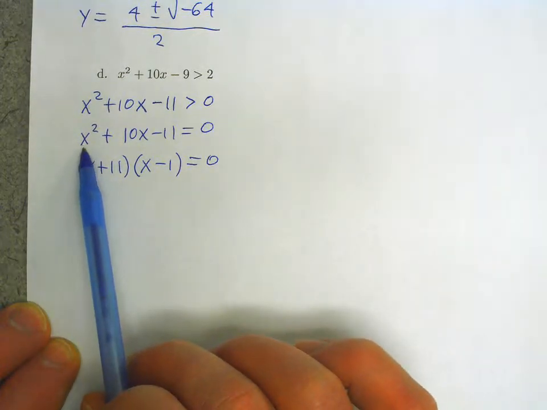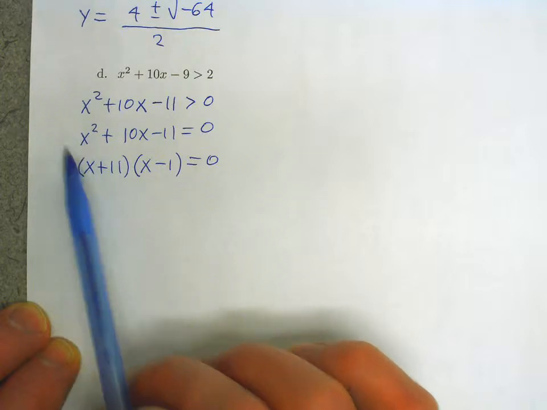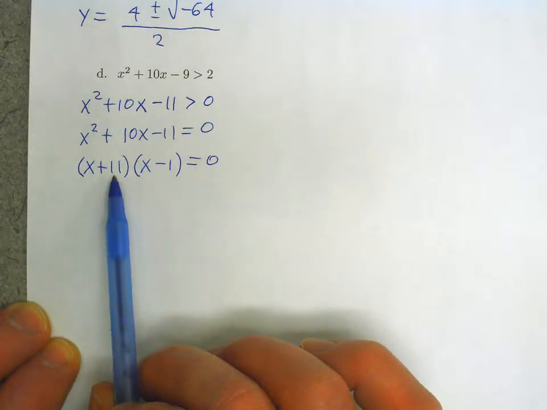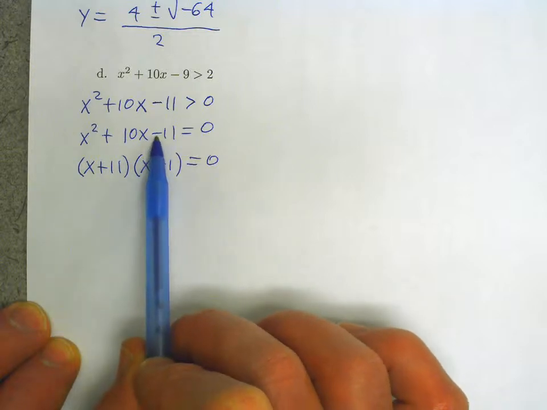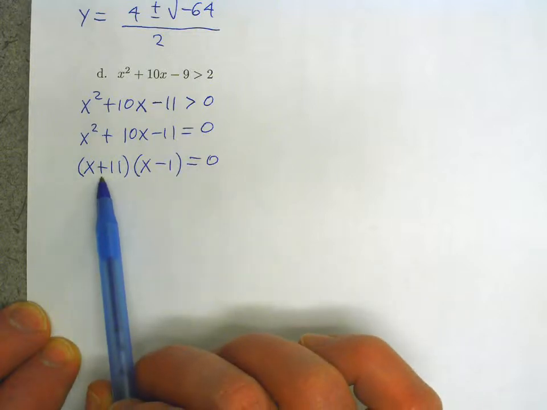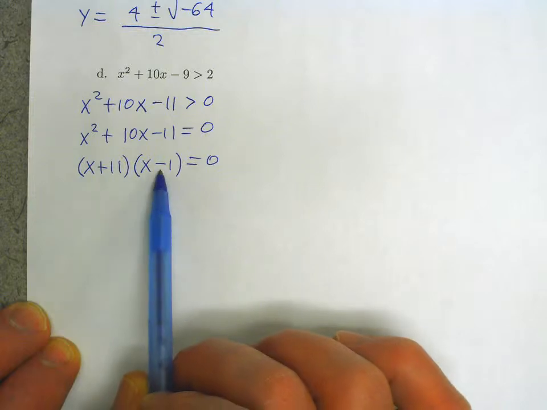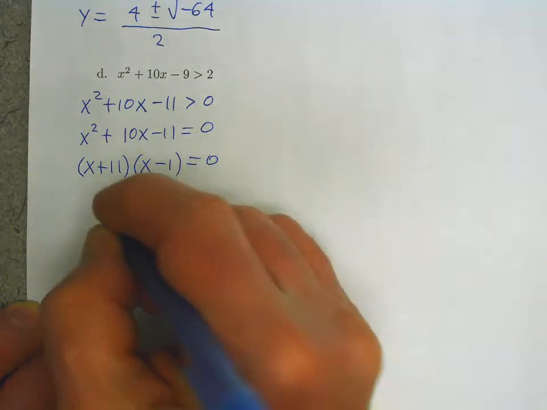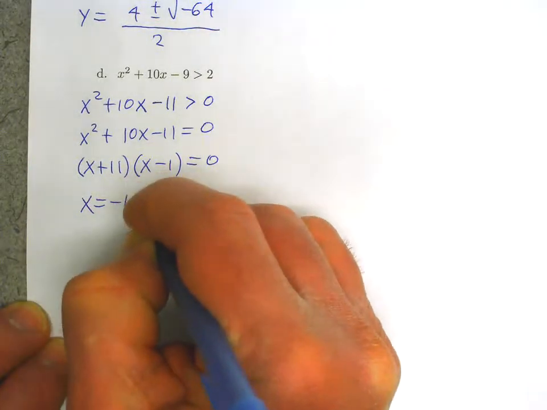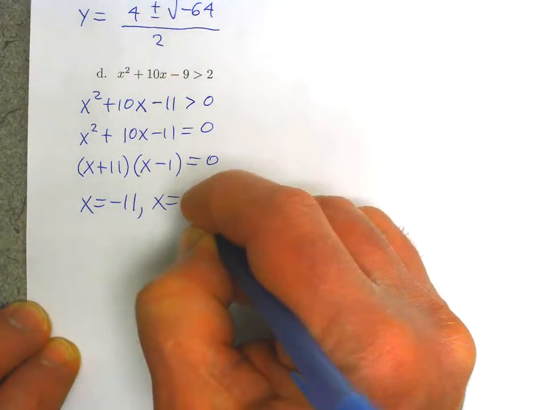Since we started out with a trinomial with leading coefficient 1, all we have to do to check is that positive 11 times negative 1 is equal to negative 11, and positive 11 plus negative 1 is positive 10. Okay, so the two endpoints are negative 11 and positive 1.